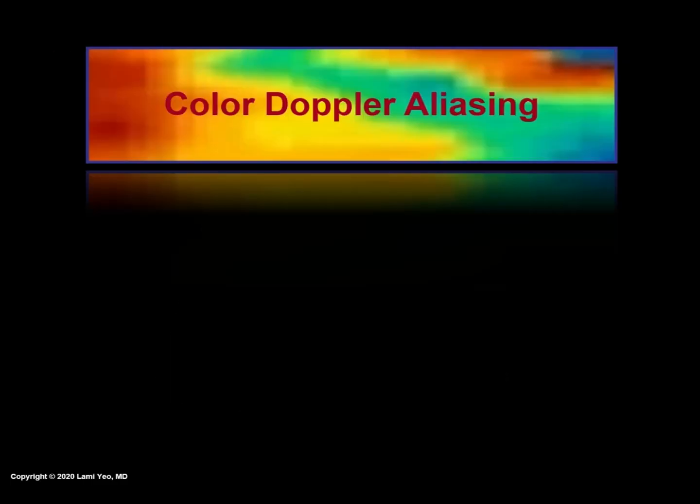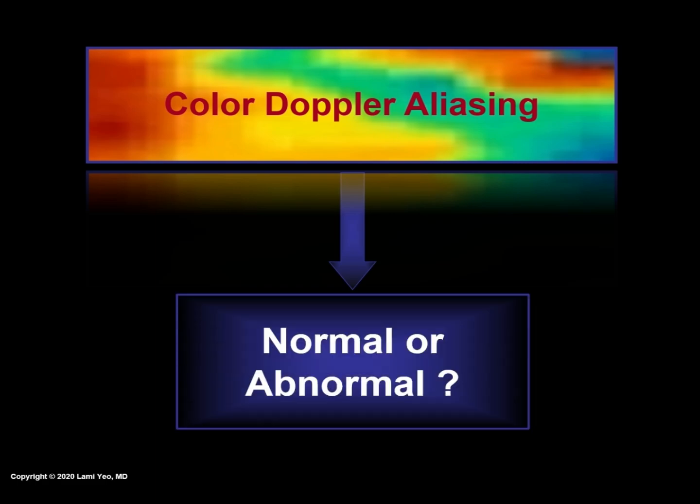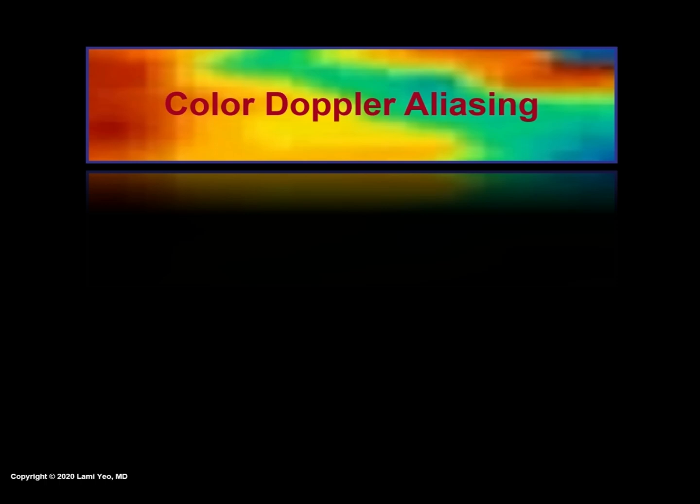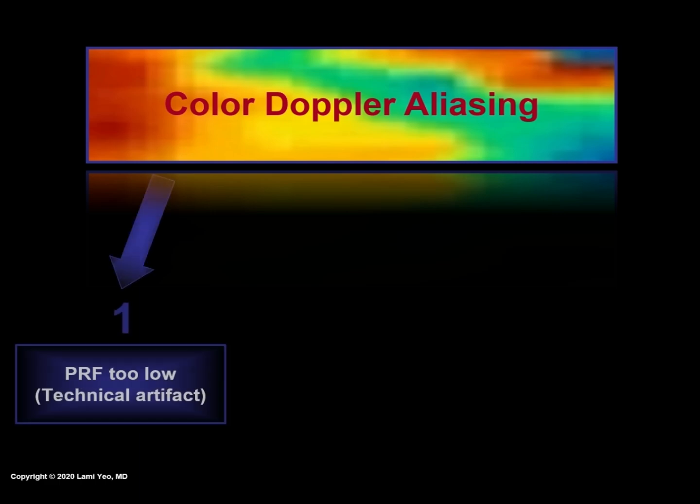Now, is color Doppler aliasing normal or abnormal? The answer is both, depending upon which of the following three situations occur. First, aliasing can occur simply because the PRF is too low, and this would be considered a technical artifact. Such aliasing will disturb the proper interpretation of sonographic images.